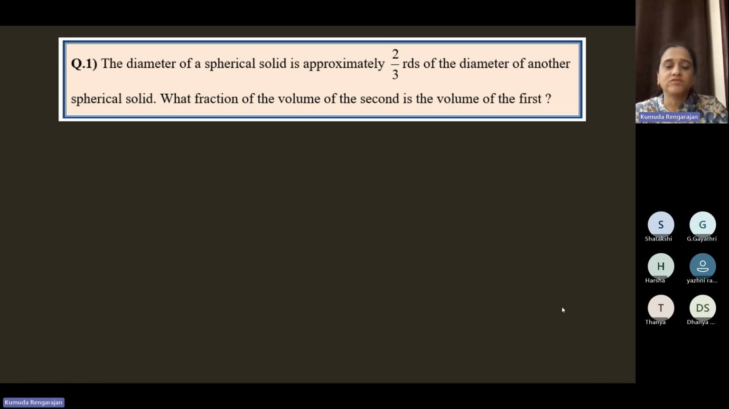The diameter of a spherical solid is approximately 2/3 of the diameter of another spherical solid. What fraction of the volume of the second is the volume of the first?